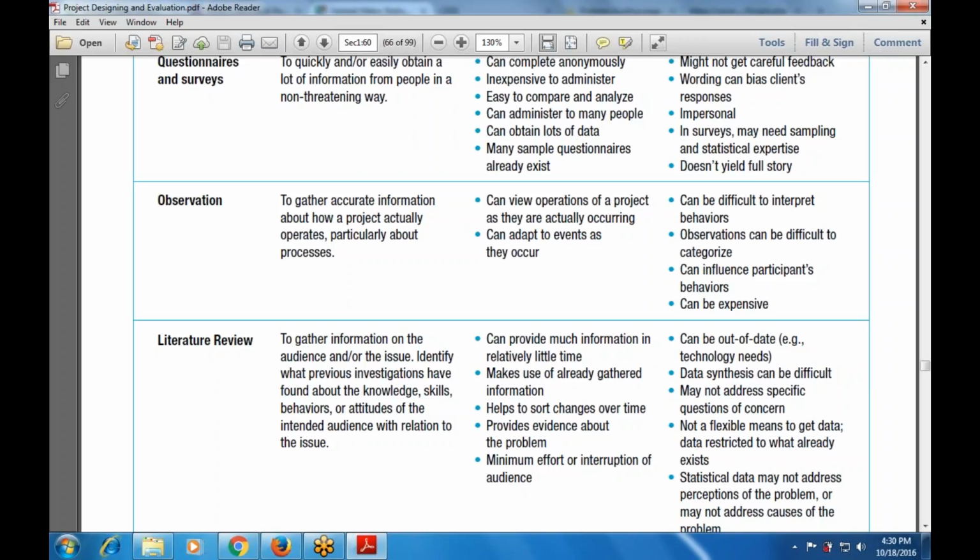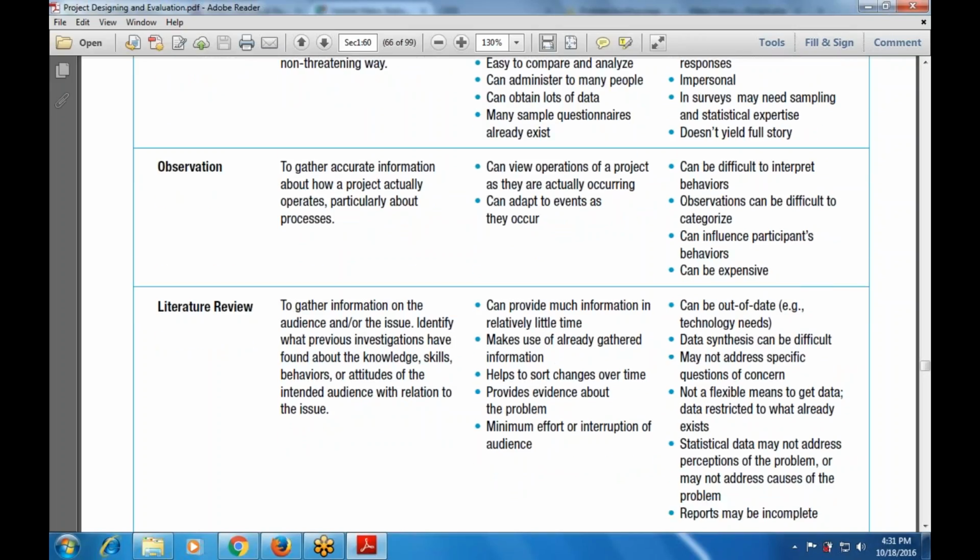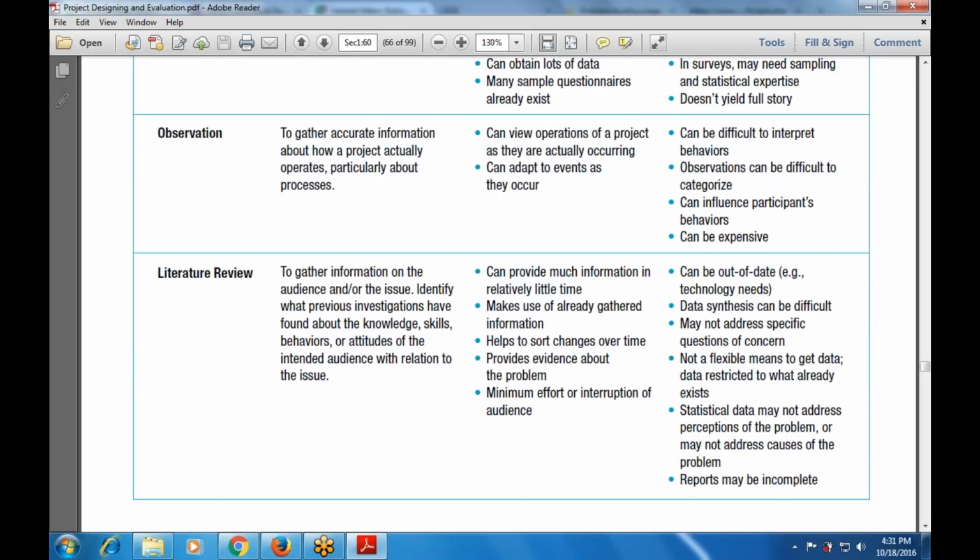Then it is not a flexible means to get the data. Data is restricted to what has already been said, what already exists. Then statistical data may not address the perception of the problem, or the causes of the problem. Then reports may be incomplete. Whatever the reports and data used, they may be incomplete with the literature review.